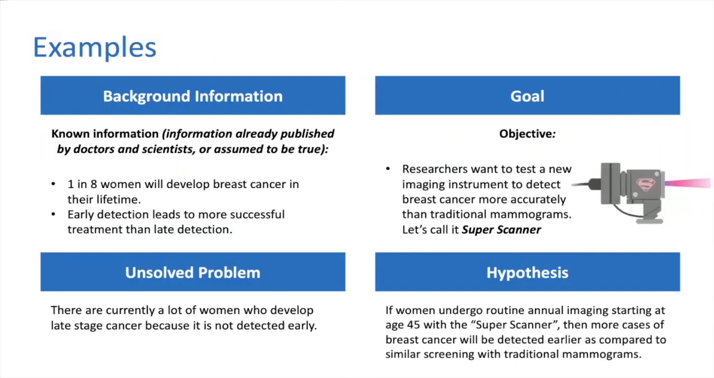Let's go over a biomedical hypothesis. So again, we have some background information here. The known information is 1 in 8 women will develop breast cancer in their lifetime. Early detection of breast cancer leads to more successful treatment than late detection of breast cancer. Now, this is information already published by doctors and scientists. Most people would assume this to be true already.